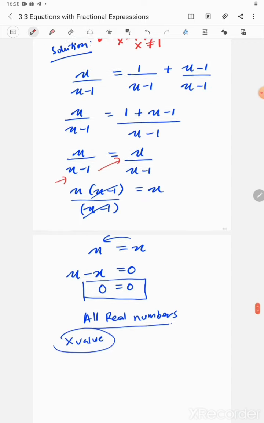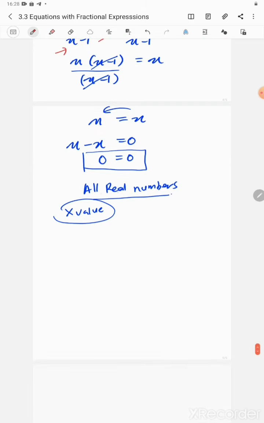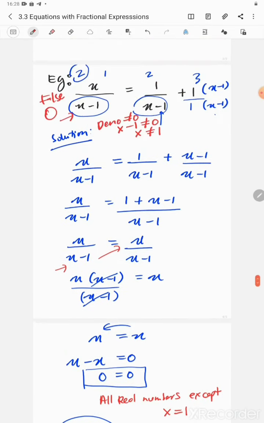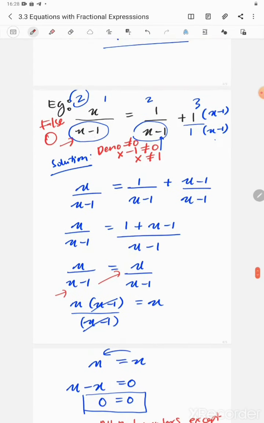Alright, so back to our solution. The solution is all real numbers. That is correct because we got 0 over 0. All real numbers except x equal to 1. See? This is a coincidence because in this question all the denominators are x minus 1.